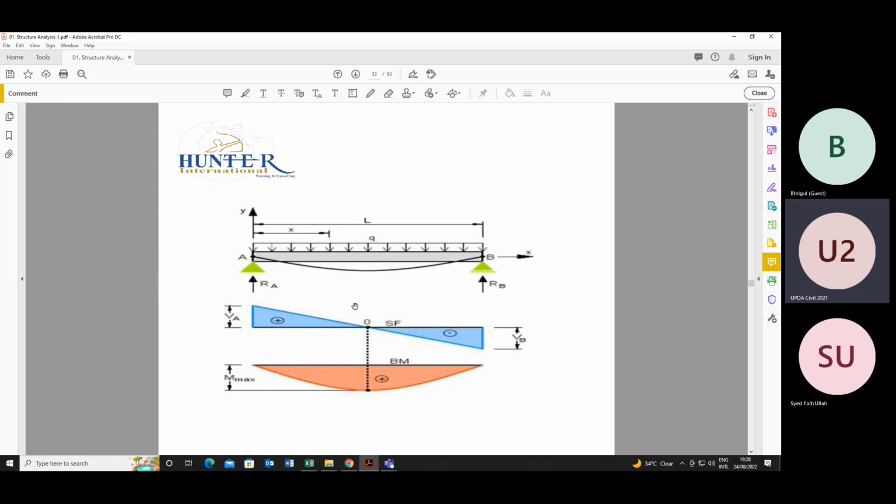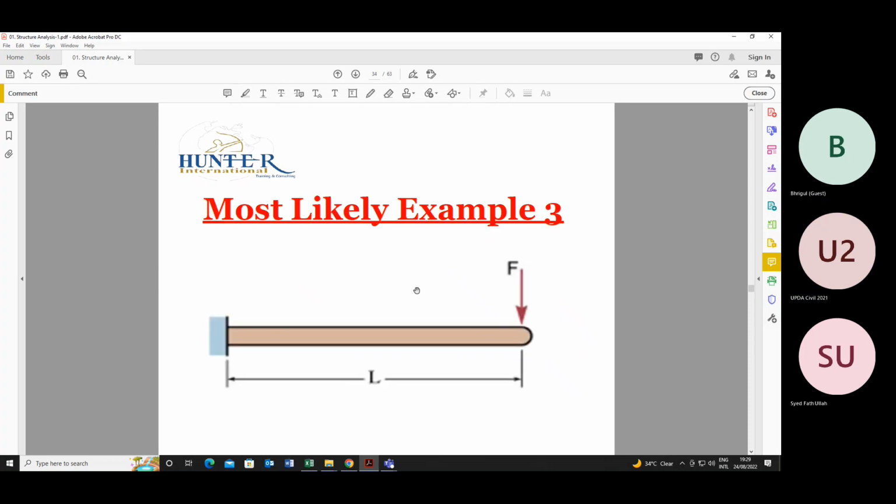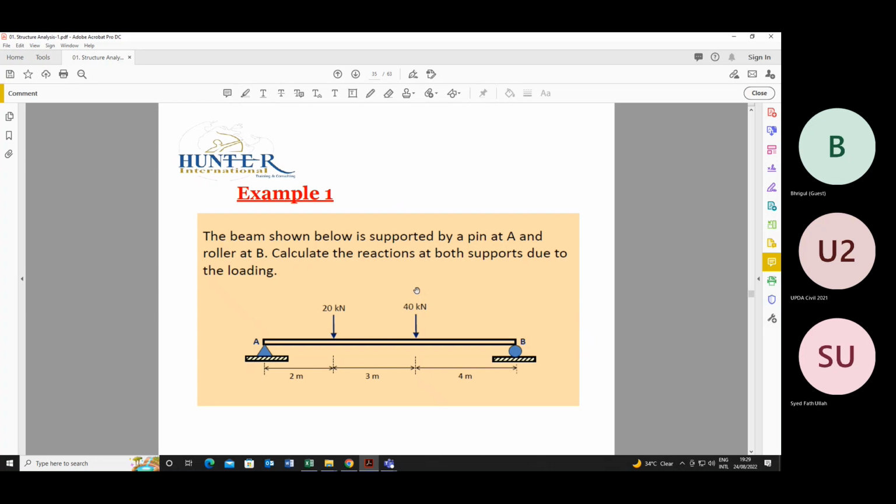Here it shows the shear force and bending moment diagram. A and B are the supports, reactions are RA and RB. We will discuss this with questions, and there will be similar questions as well. So we will calculate the shear force and bending moment for the members as per the question.